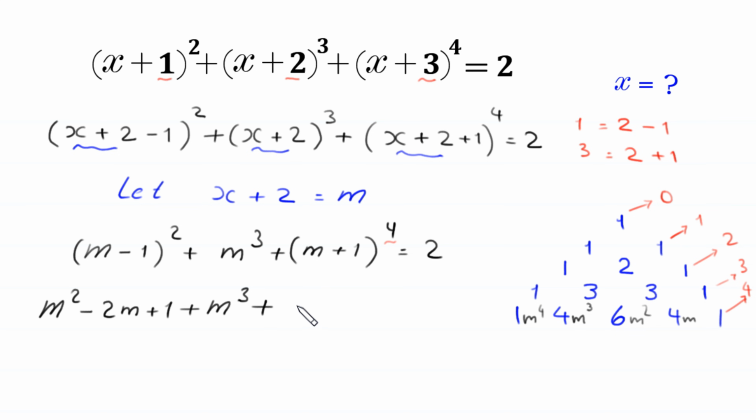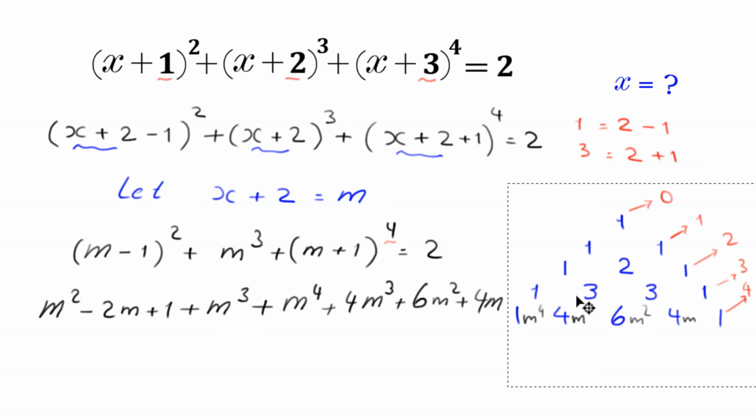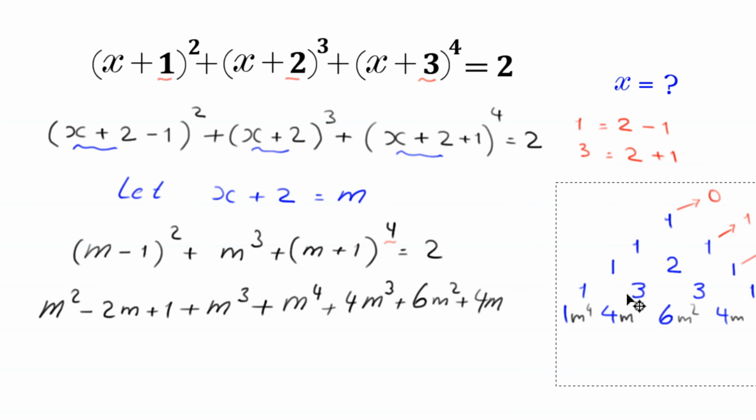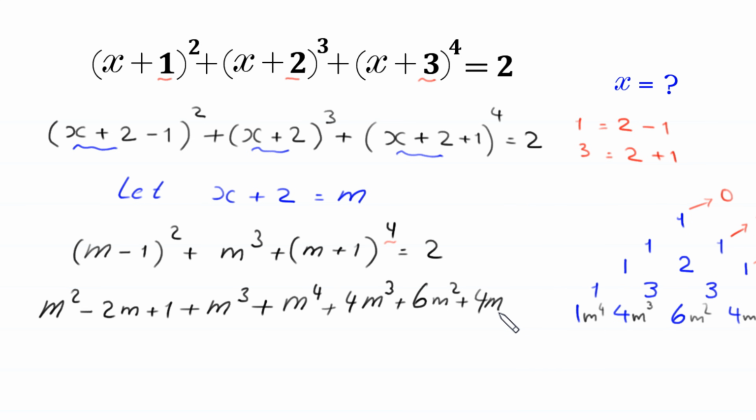So here we get the expression m⁴ + 4m³ + 6m² + 4m. We move this to the right to get space here. In the last we write here plus 1 is equal to this 2.